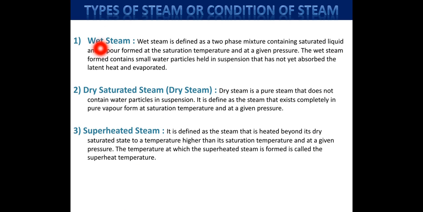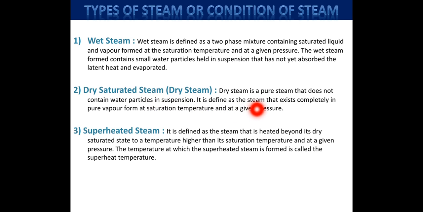There are three types of steam. Wet steam, I told you, is a two phase mixture of saturated liquid and vapor, and it is formed at Ts degree Celsius, that is the saturation temperature, at a given pressure. Dry saturated steam or dry steam is a pure steam that does not contain any water particle in suspension. Refer to the previous diagram: at point C, this dry saturated steam is produced.